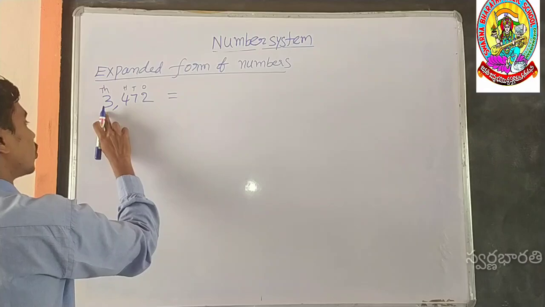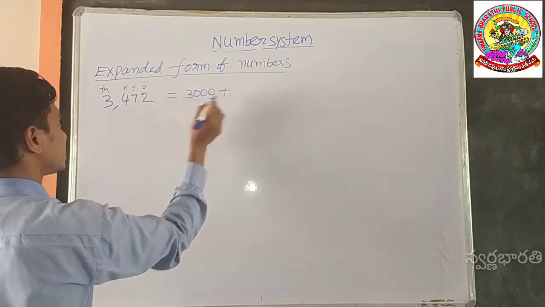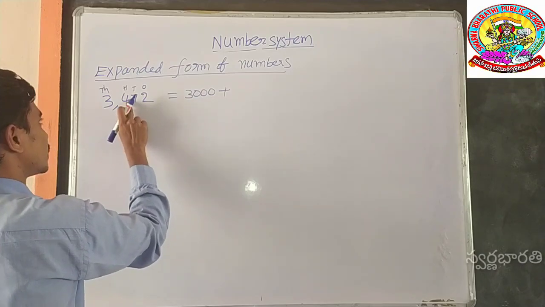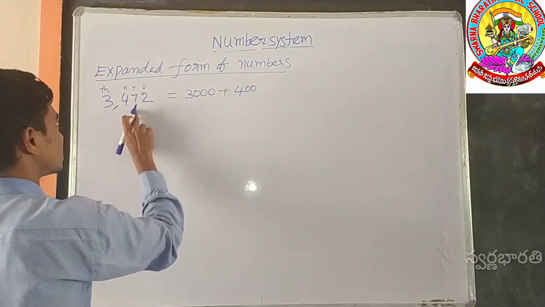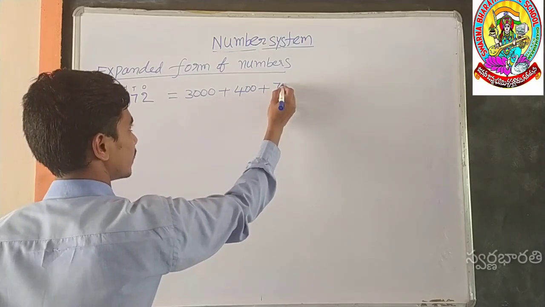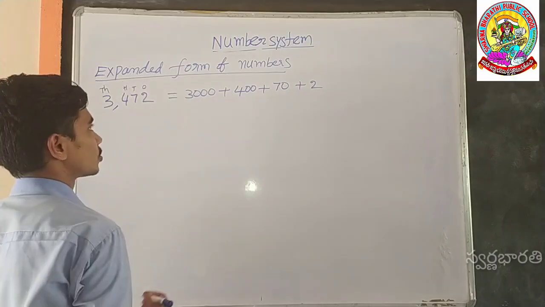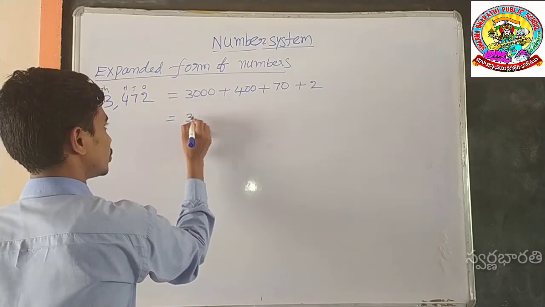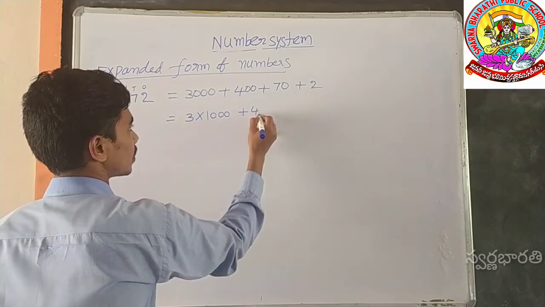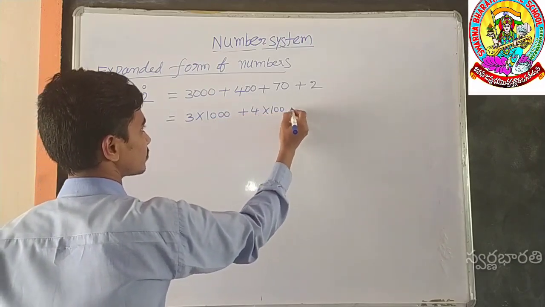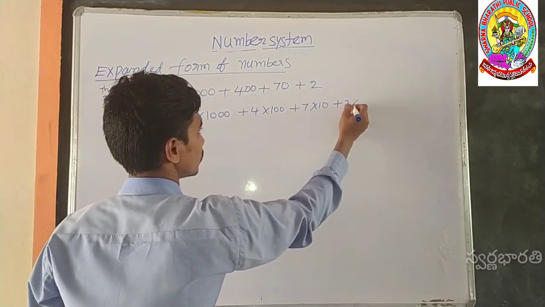So how many thousands here? 3000 plus, 4 is in hundreds place, its value is 400, plus 7 is in tens place, 70, plus 2 is in ones place, 2. So express this: 3000 is there, 4 hundreds is there, 7 tens is there, 2 ones is there.